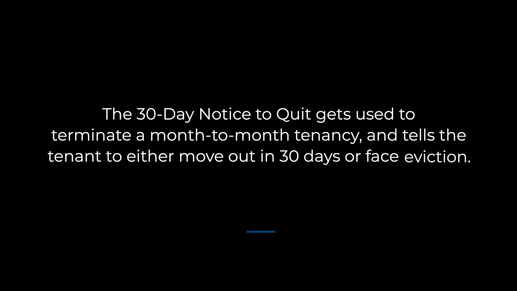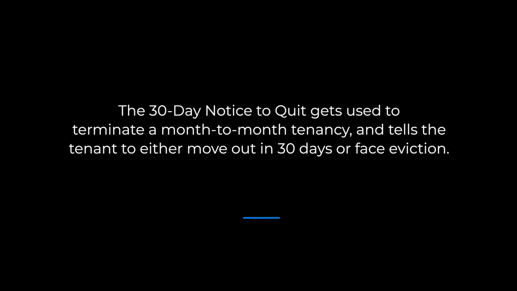Still another version of the notice is called the 30-day notice to quit. This one gets used to terminate a month-to-month tenancy and tells the tenant to either move out in 30 days or face eviction. If the tenant has lived in the property for more than a year, then the landlord must give 90 days notice before choosing not to renew the lease.